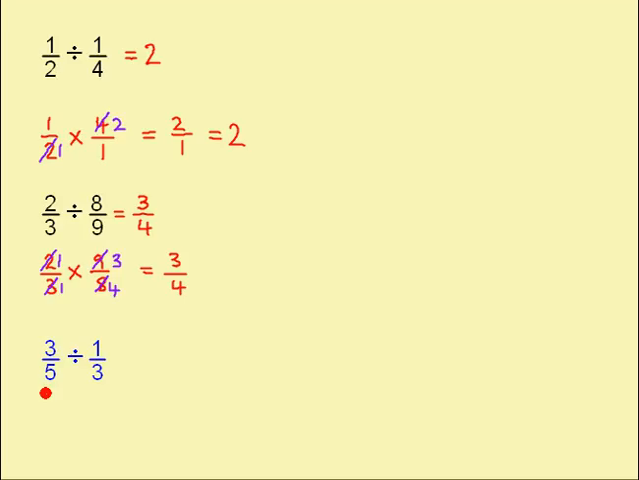So you should have kept this as 3/5, flipped this one to 3/1, and changed to a multiply. Check for cancelling, there's actually nothing you can do here. So we've got 3 times 3, which is 9, and 5 times 1, which is 5. This is the right answer as a top-heavy fraction. If you want to change it to a mixed number, then 5 goes into 9 once, with a remainder of 4. So the answer to this question is either 9/5 or 1 4/5.